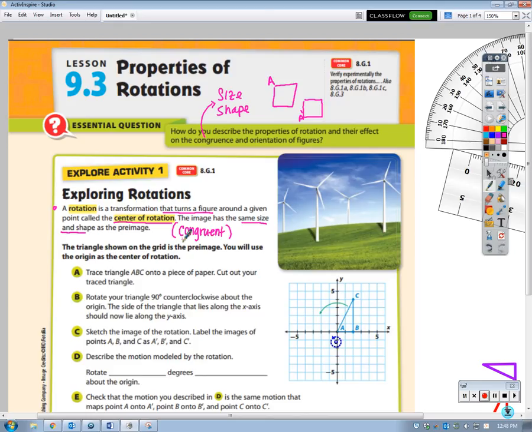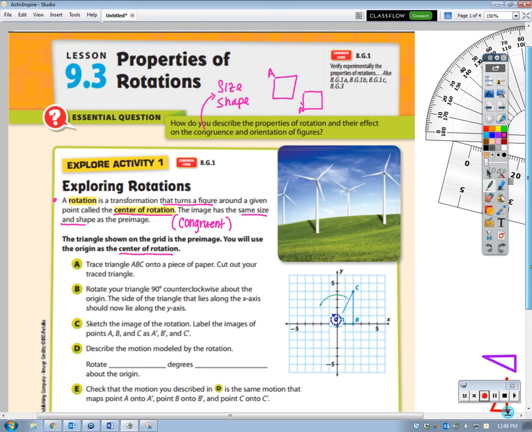All right, so what we've got here, the triangle shown on the grid is the pre-image. That means the starting one. That's the one you're going to transform. You will use the origin as the center of rotation. Okay, so that's the point that we turn the figure around. The center of rotation will not always be the origin, but in this case it is.